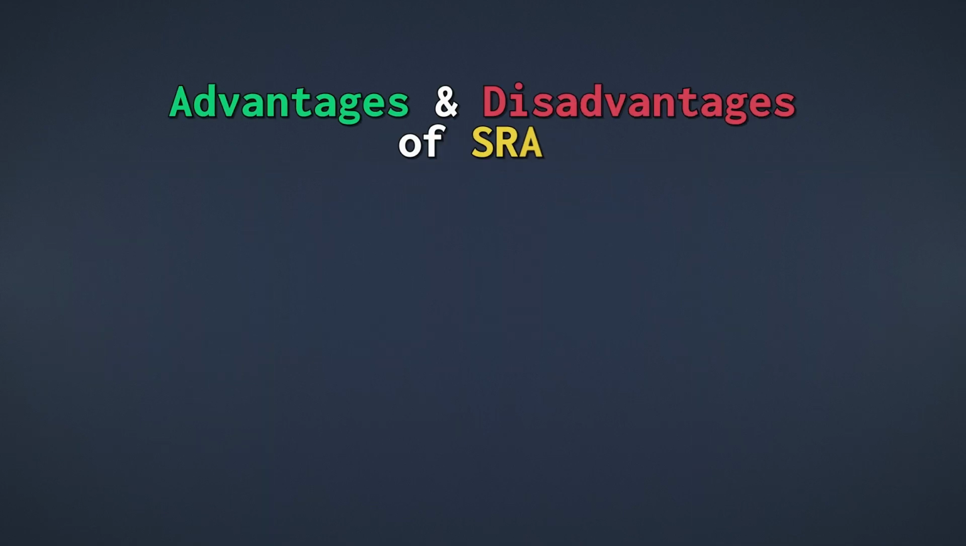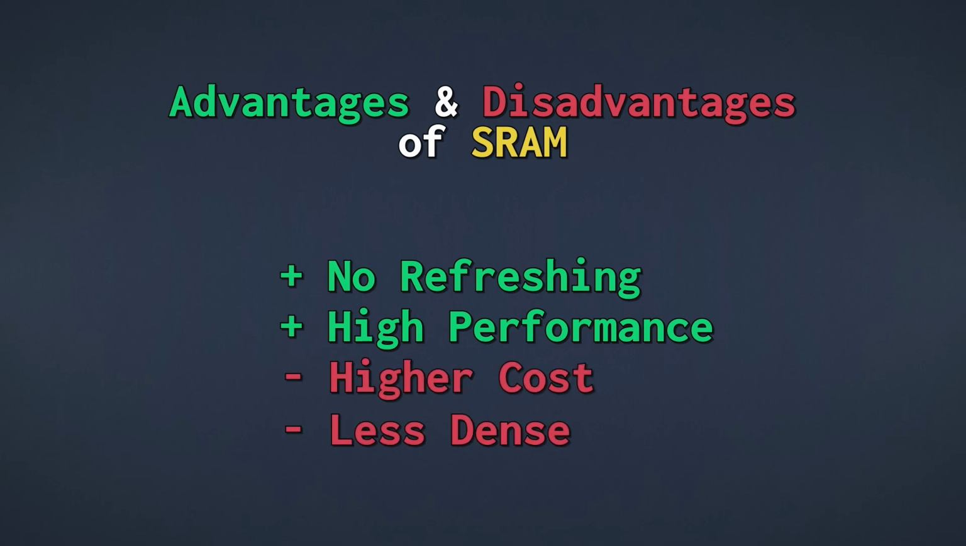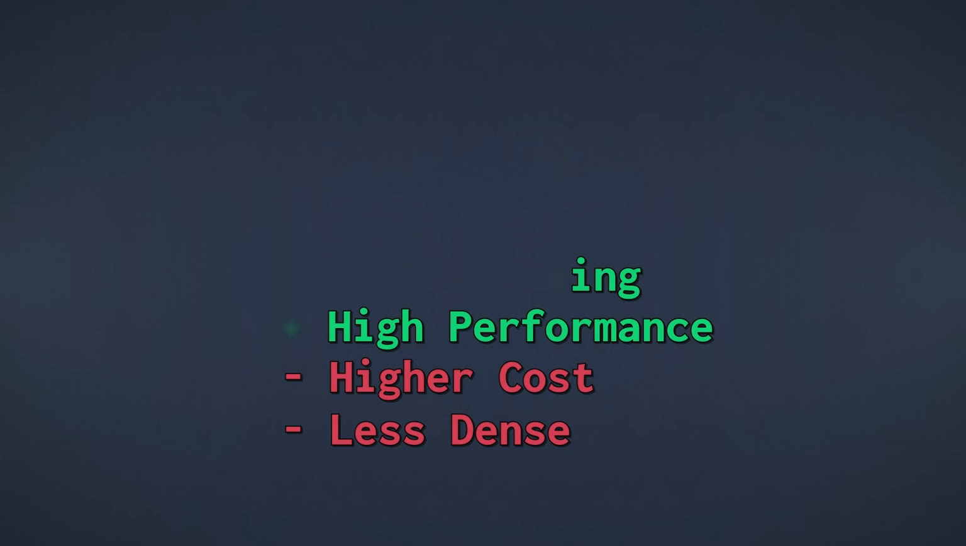And the advantages and disadvantages of SRAM should also be pretty clear. As the cells are now internally powered, we don't need to refresh them anymore. So compared to DRAM, SRAM is significantly faster. The downside is that we use more components to build SRAM, making it more expensive. And each cell requires more space, which makes it less dense than DRAM. For these reasons, SRAM is used in places where we need less densely packed data with very high performance.